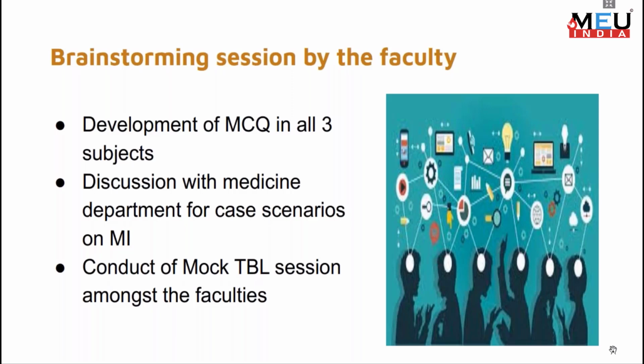Brainstorming sessions by the faculty, development of MCQs in all the three subjects, anatomy, physiology, and biochemistry, discussion with the medicine department for case scenarios on myocardial infarction, and conduct of a mock team-based learning session amongst the faculties.